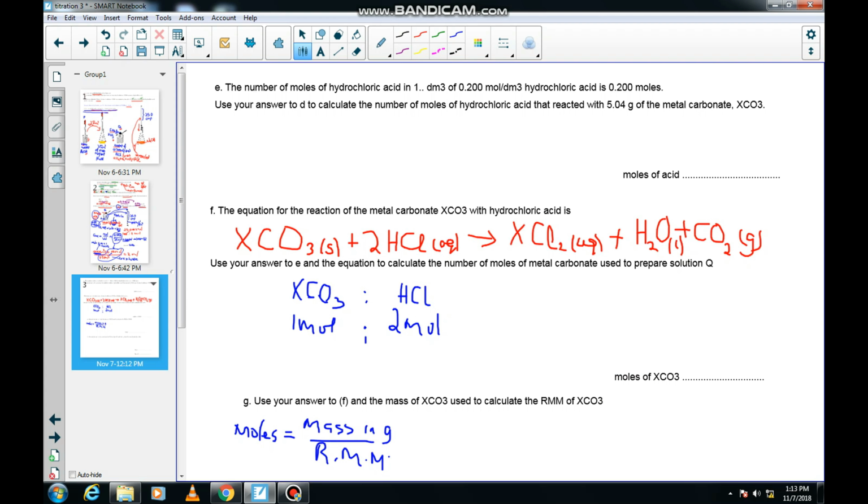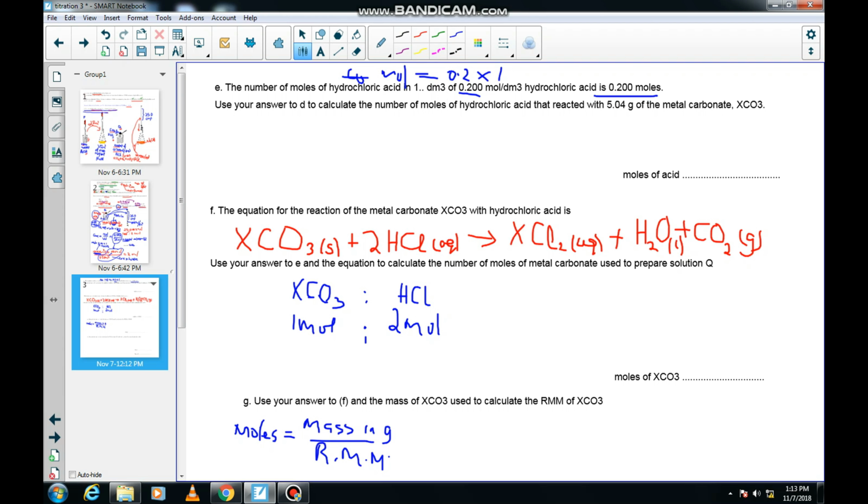Let's move on to question number E. E says the number of moles of hydrochloric acid in 1.00 decimeter cubed of 0.200 moles per decimeter cubed hydrochloric acid is 0.200 moles. It is easy to see why. The number of moles equals the concentration, which is 0.2, multiplied by the volume, which is 1.00. You will get 0.200 moles.